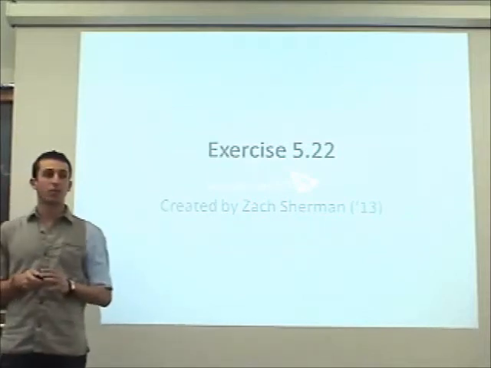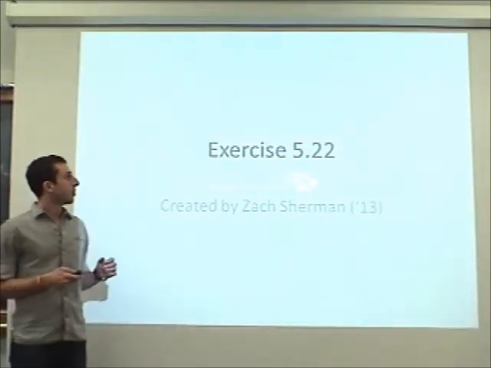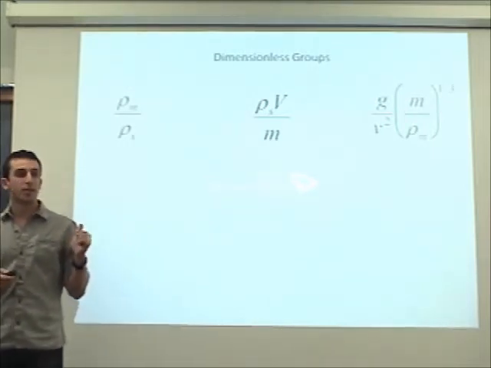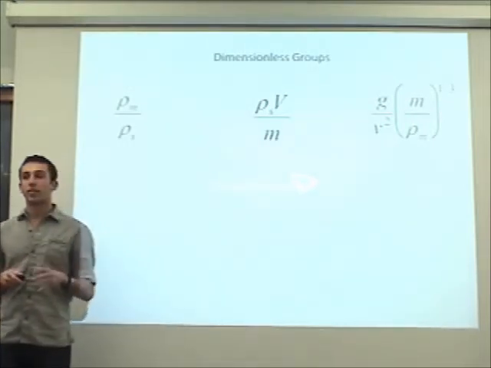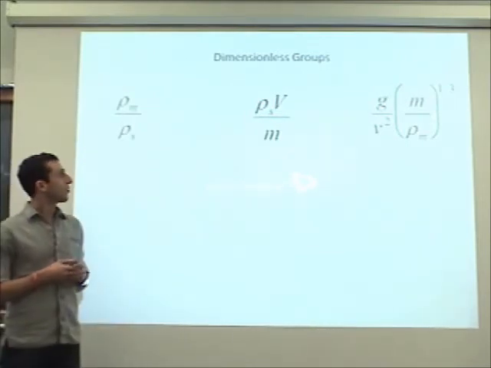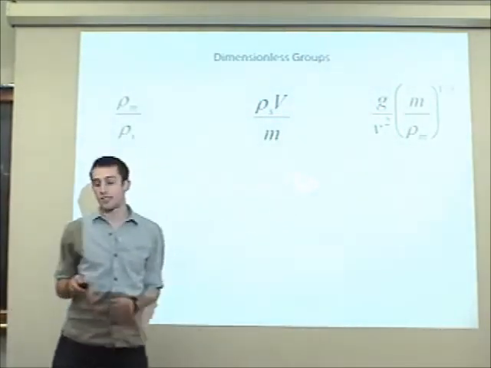It's pretty simple, so hopefully everybody's done. Okay, so the goal of this is to figure out the mass of our model that will give us dynamic similarity to the meteor. So first, here are the 3 dimensionless groups that we have to work with.